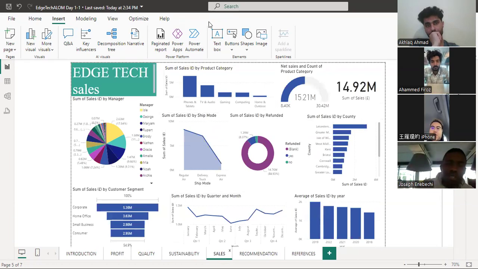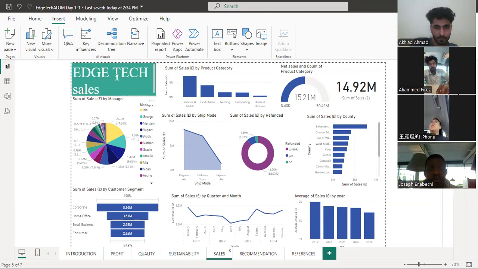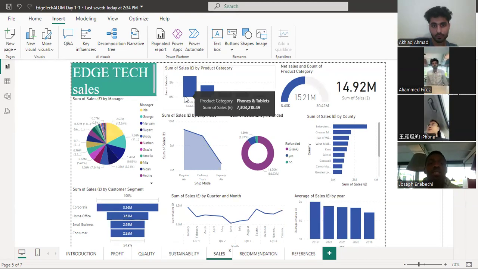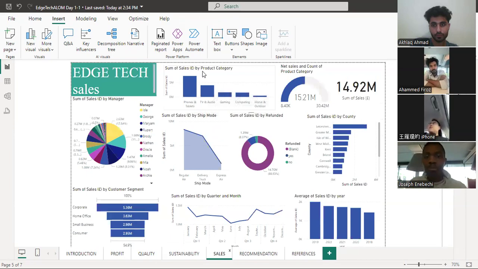My name is Emere Enebechi. I'm looking at the sales dashboard. At the top right corner of the dashboard is the sum of sales per product. You see that most of our products have not been making sales, apart from phone and tablet. So we need to increase the sales of other products like the homes and outdoors product.